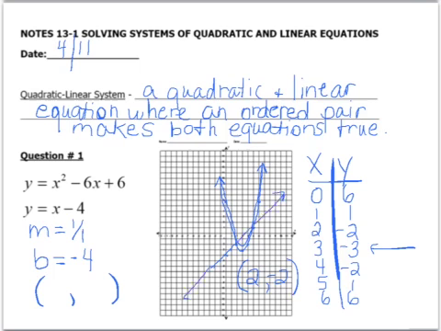I also continue my line across the graph, and you'll see that they intersect again over here. So let me mark them with 2 different colors. I have 2, -2, and then I have this point, which was 5, 1. 5, 1 is also a solution. So in this set of linear and quadratic, I actually have 2 solutions instead of 1. 2, -2, and 5, 1.